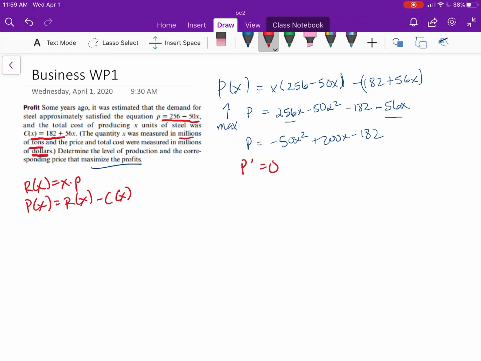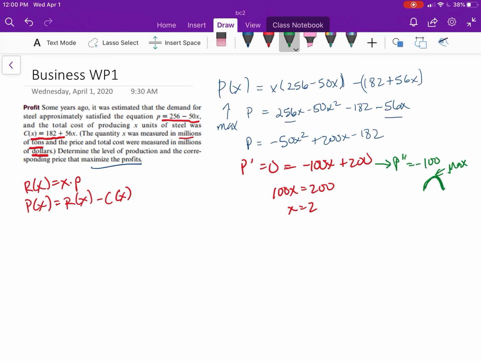And of course, we're setting that equal to 0. So negative 100x plus 200, and then derivative of negative 182 is 0. Solving for x, 100x equals 200, x is 2. Let's verify really quick that that is a max. That's really easy in this one. The second derivative is negative 100. So negative second derivative, concave down, which tells me max. Okay, so we're good there.